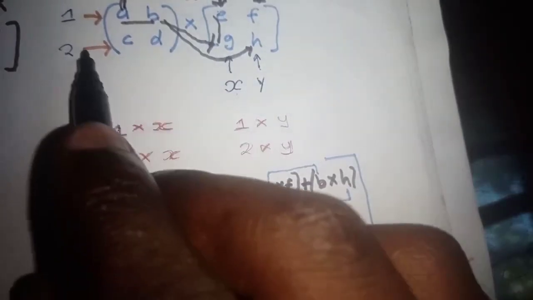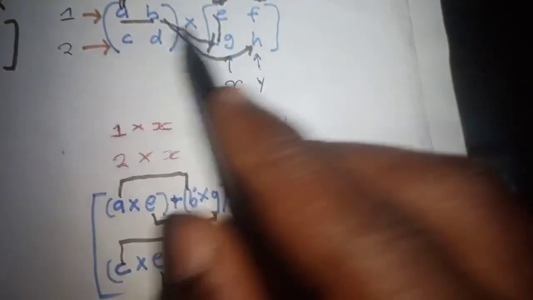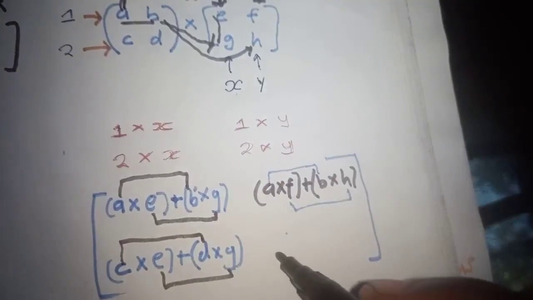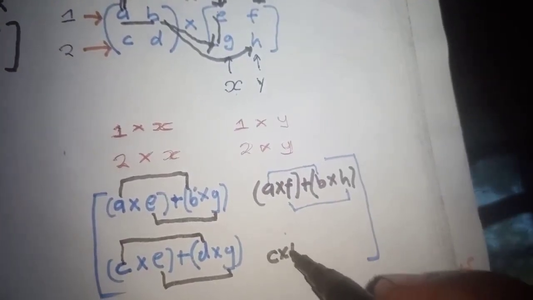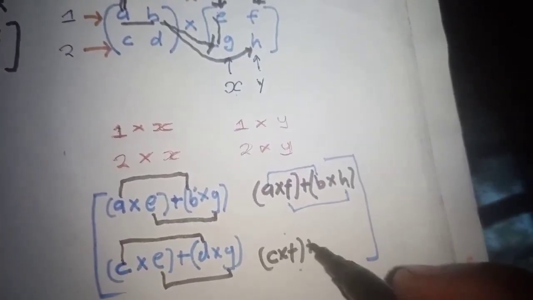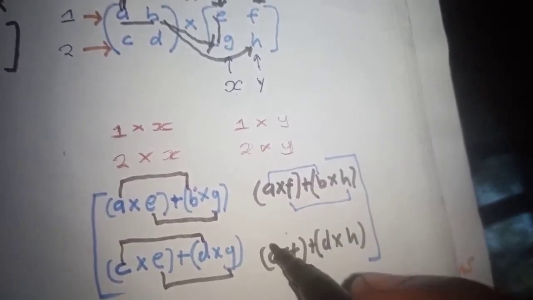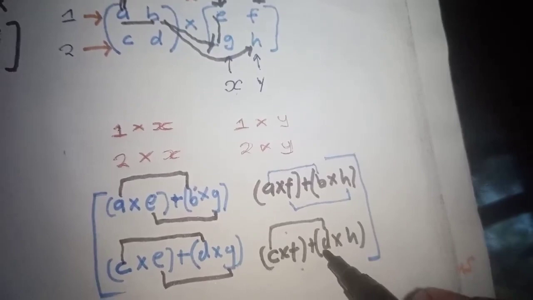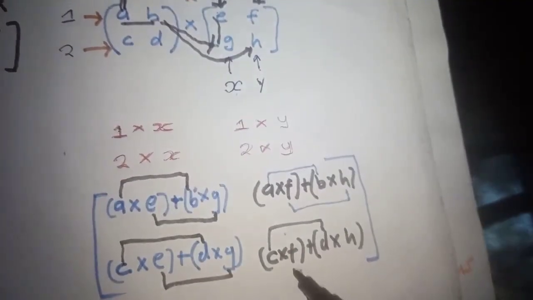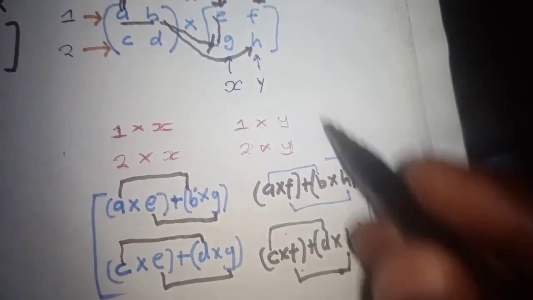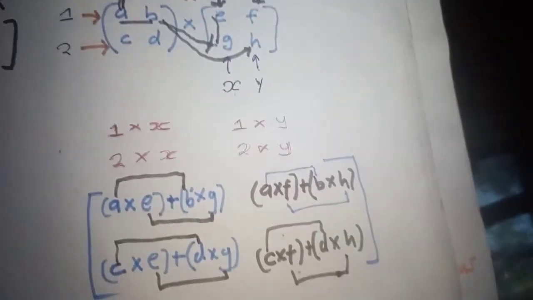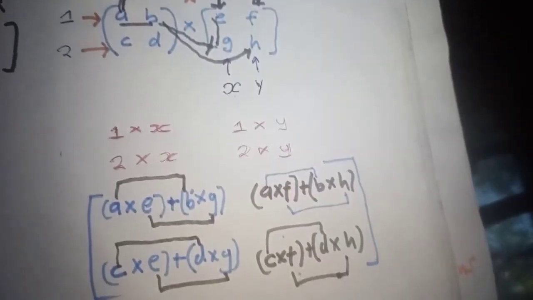Then again, this same column with that one. So C again will multiply with F, so C times F plus D times H. So you check again, C and D should go back to CD. F and H should give you back FH. So I hope that one is understood.